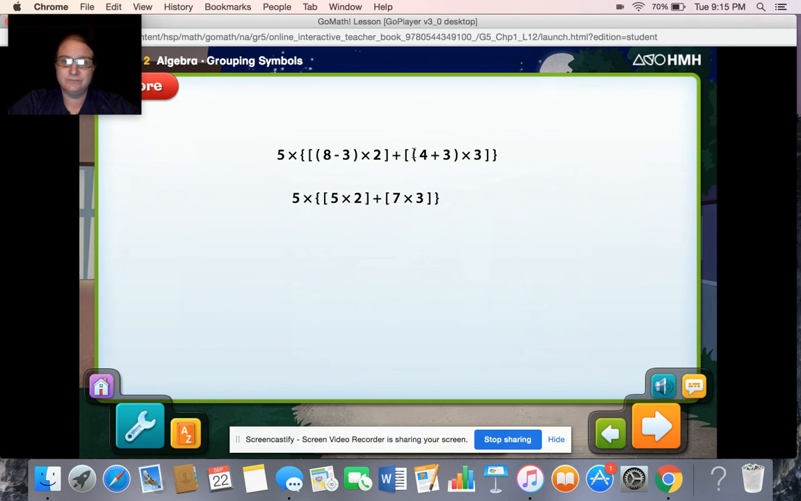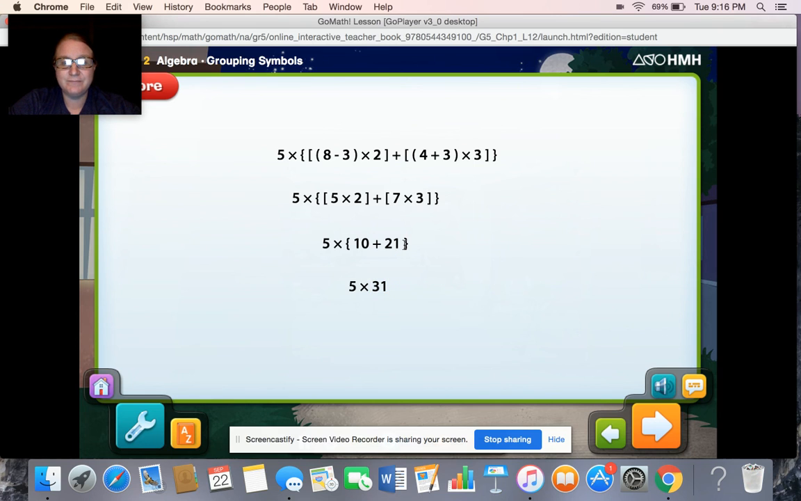Now perform the operation in the first set of brackets. We have 5 times 2. 5 times 2 is 10. Perform the operation in the second set of brackets. 7 times 3 is 21. Perform the operation within the braces. Now 10 plus 21 is 31.